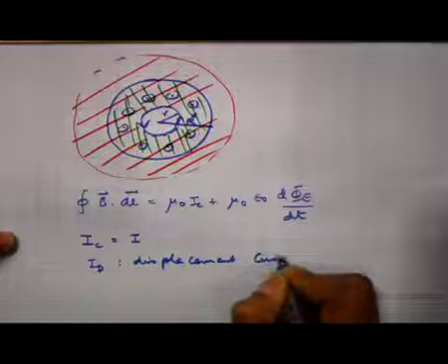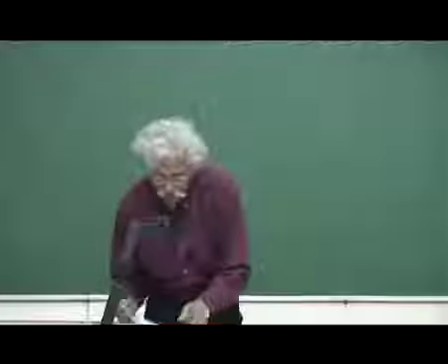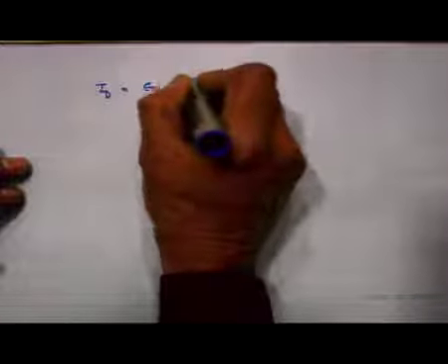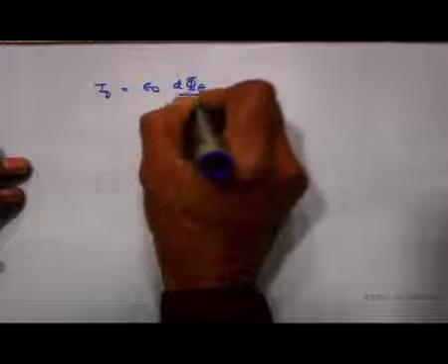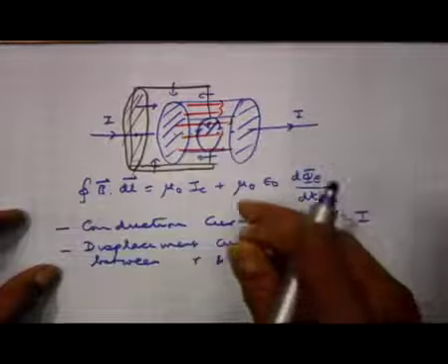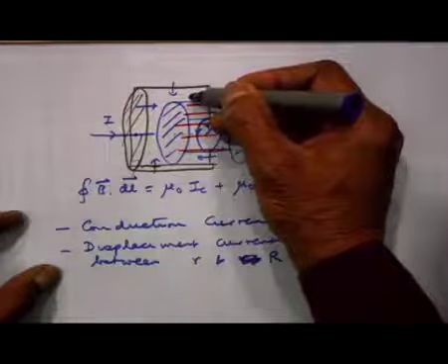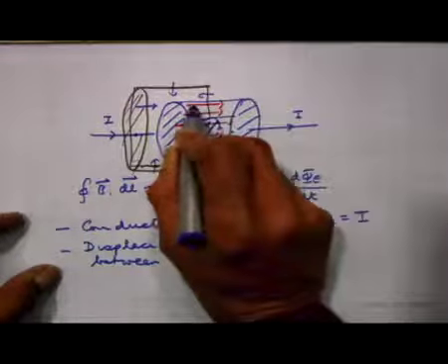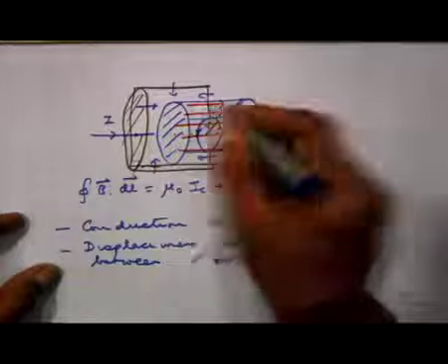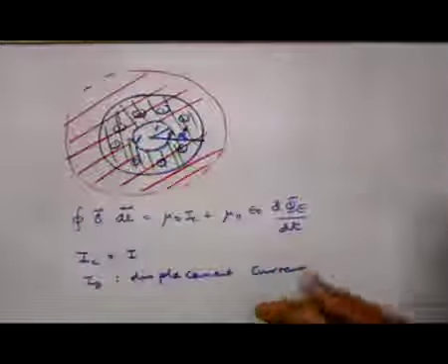And displacement current is nothing but epsilon 0 d phi E by dt. So, I d is equal to epsilon 0 d phi E by dt. Now, here is where the problem appears: because of the direction of integration, the normal is in this direction and the electric field is pointing away from the surface, outside the surface, and the area vector is towards the surface. So, I will get a negative sign in the integration.